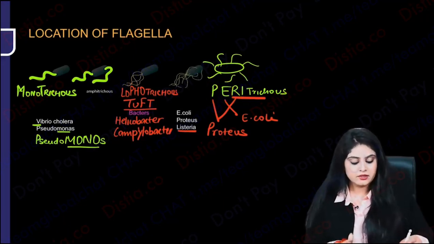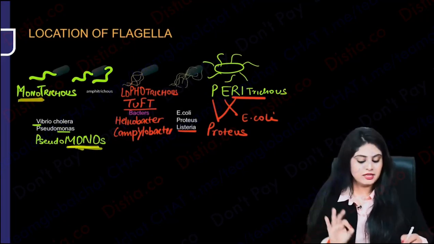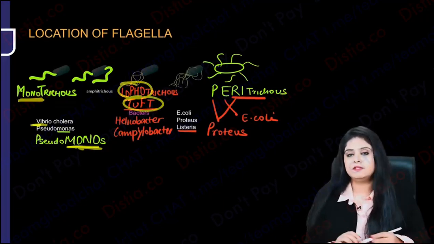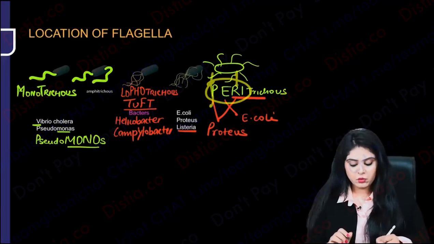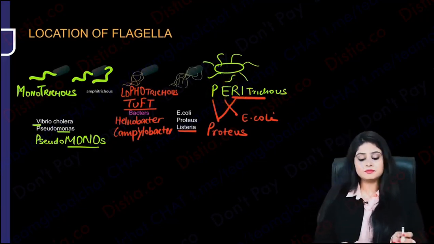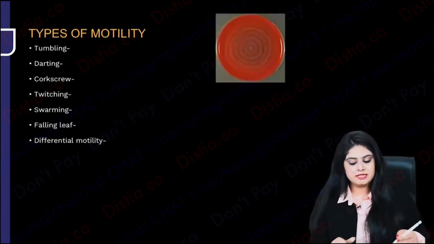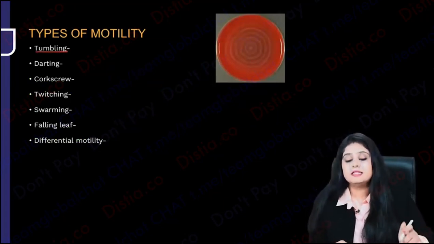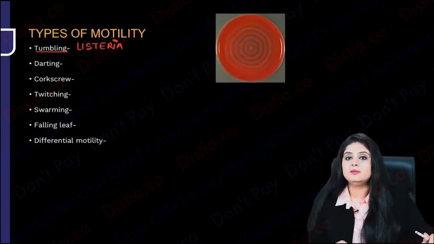Okay, a quick revision. Monotrichous, mono means Pseudomonas, and we have one that is Vibrio. Then we have lopho for a tuft, that is seen in Campylo and Helicobacters, and peri is seen in Proteus as well as E. coli. So on the basis of these locations, how many types of motility are known? Firstly, tumbling. Tumbling means like a drunk man. Tumbling motility is seen with Listeria. Listeria is your drunk man. Tumbling motility is seen with Listeria.